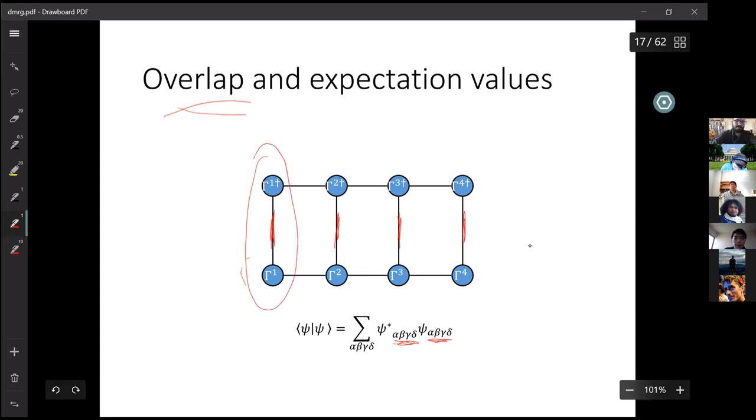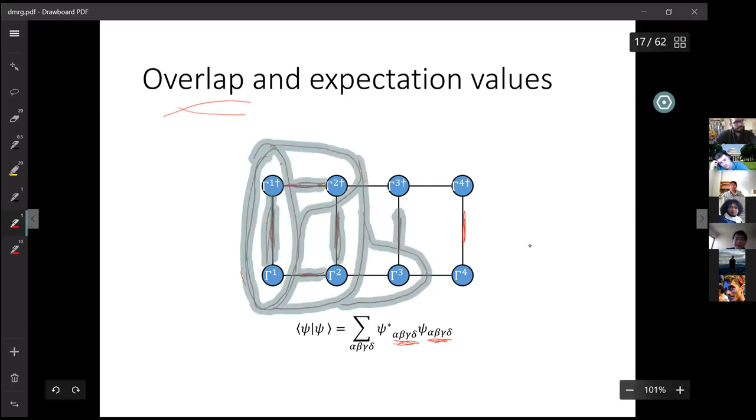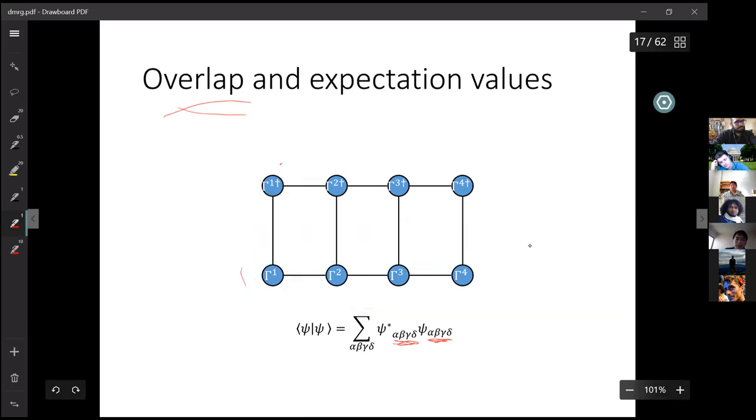We first maybe contract this bond and make this a bigger tensor. And then we contract this bond to absorb this tensor. So this is the new tensor in the second step. And then we contract this bond and this bond to make it an even bigger tensor. So we can keep doing the contraction, just absorbing one tensor at a time. In the end, after the entire tensor network is contracted, you end up with a complex number, which is just the inner product.